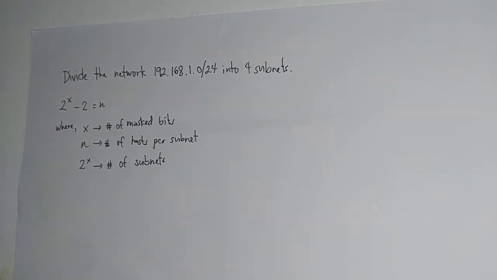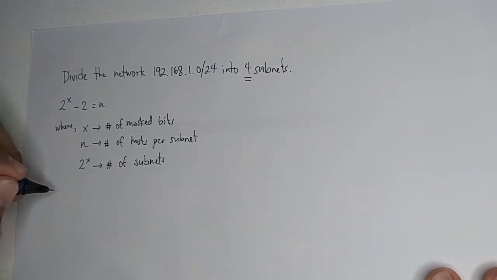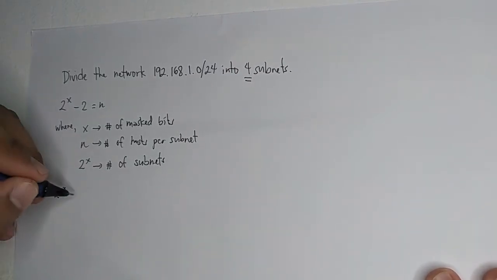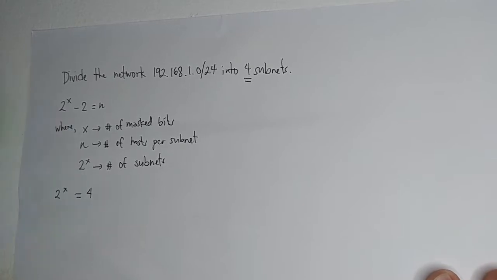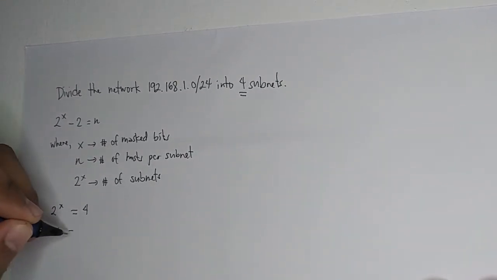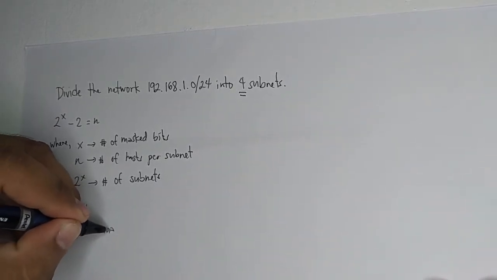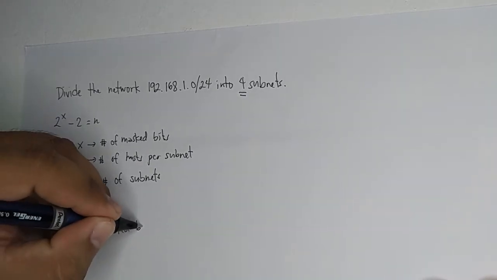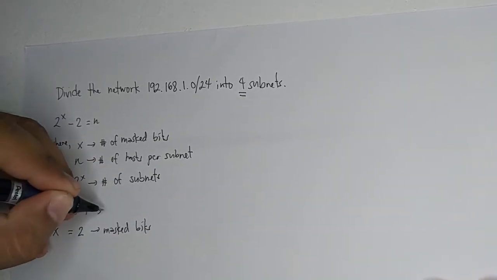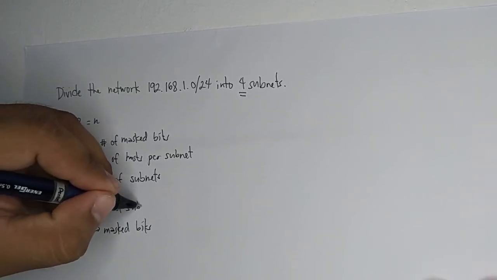Okay, so given that we have the address 192.168.1.0, we are to divide this into 4 subnets, which means 2 raised to x is equal to 4, where x is equal to 2. So this is our mask bits, and this is our number of subnets.